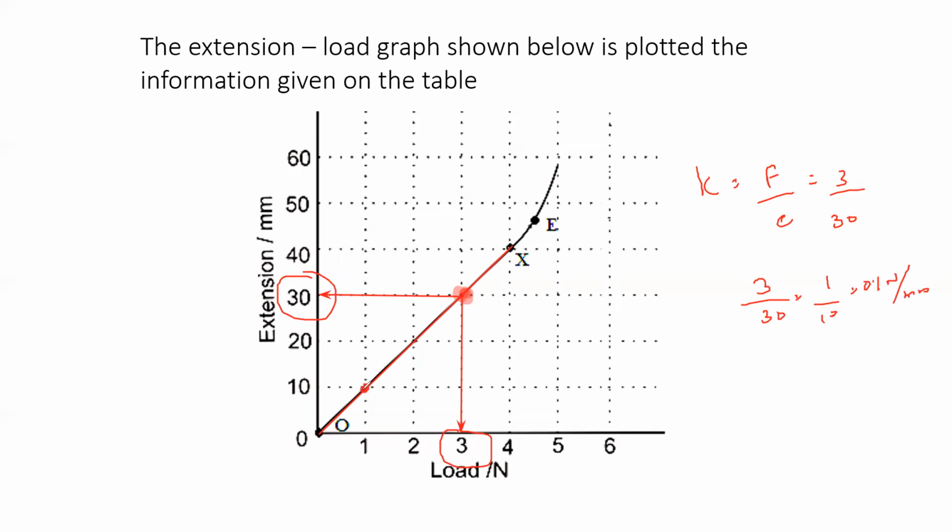For example, if I took this point, the force is 1 and extension is 10. So if I get the K, it will be 1 divided by 10, again 0.1 Newton per millimeter. So for a straight line, I can take any point and check the value of the force and extension. I will get the K, and that will be the same within the linear region. Is it clear how to calculate the spring constant? Is it clear to everyone?